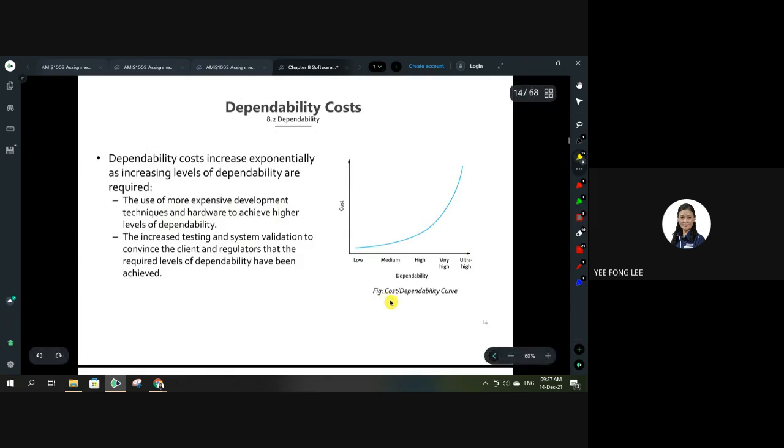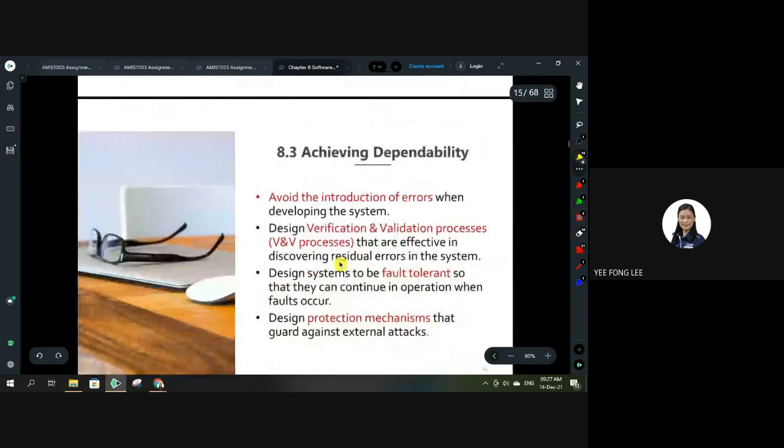Because of the very high costs of achieving dependability, some organizations may find it more cost effective to accept a little bit of an untrustworthy system and pay for the failure cost, instead of paying a very high cost to achieve ultra high dependability levels. How about the next one?